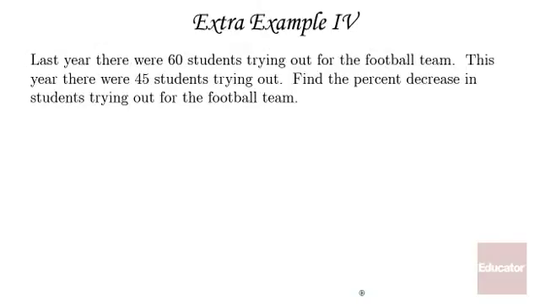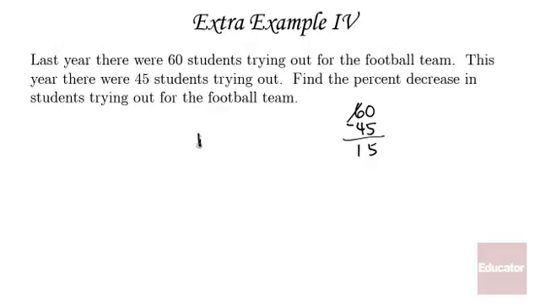Last year there were 60 students trying out for the football team. This year there were 45 students trying out. Find the percent decrease in students trying out for the football team. So we have 60 from last year and 45 from this year. So let's find our change. 10 minus 5 is 5. We borrowed, so 5 minus 4 is 1. So this year there's 15 less students.